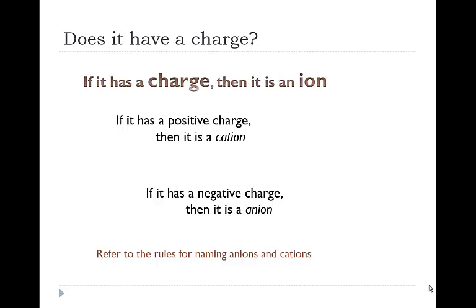So first of all, does it have a charge? If it has a charge, then it's an ion. A positive charge is a cation, a negative charge is an anion, and to name those, we'll refer to the rules for naming anions and cations.